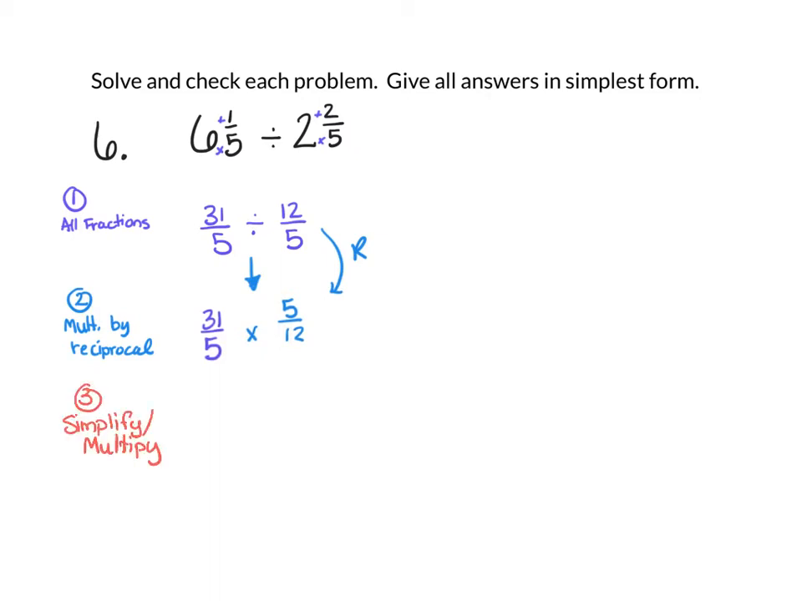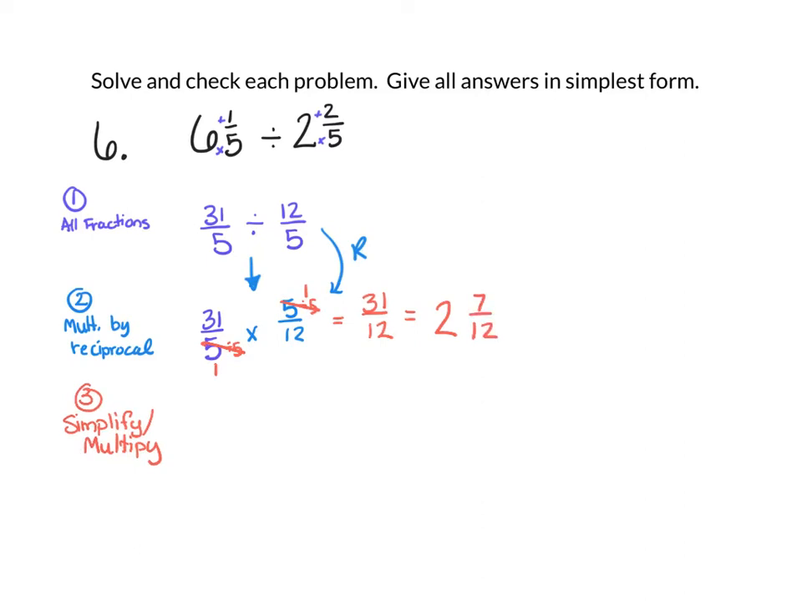So I see that I have a 5 on the top and the bottom, so I'm going to divide by 5. On the top and bottom, I get 1. And then I have 31 and 12, and nothing can go into 31, so I'm just going to multiply across, so I get 31/12. Now I need to make this a mixed number, so I know that 12 can go into 31 2 times. 2 times 12 is 24, and then to get to 31, that would be 7 left over, so I have 7/12.